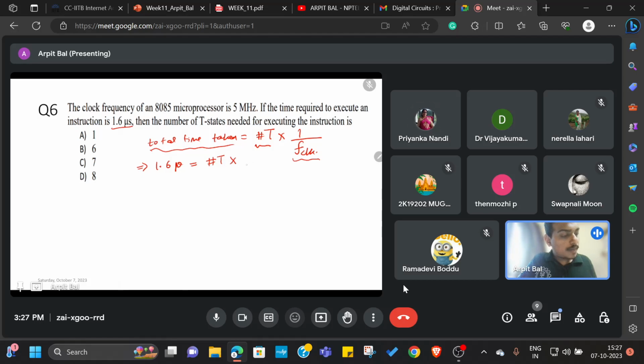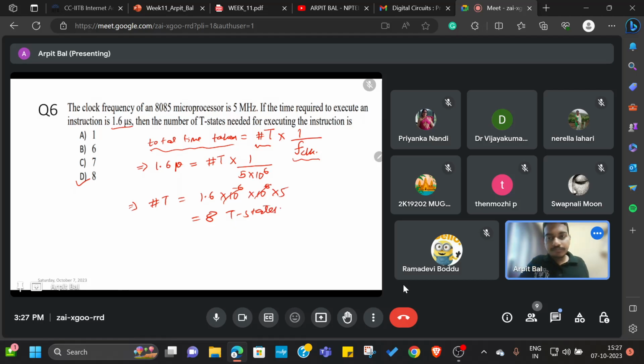Eight. Yeah, 8 is the correct answer. Okay, this implies number of T states will be equal to 1.6 into 10 to the power minus 6 into 10 to the power 6 into 5. So we will have 8 T states. Is everyone clear, or is there anyone who has a doubt in this question?